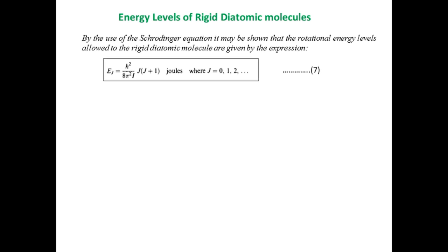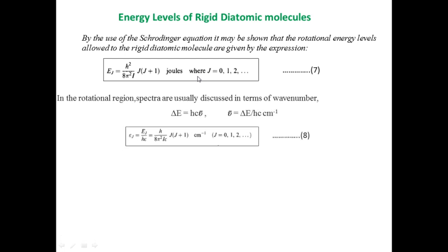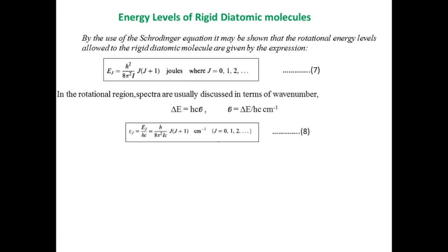The energy levels of a rigid diatomic molecule are obtained by solving the Schrodinger equation, which is given as Ej is equal to h square by 8 pi square I into j into j plus 1, and energy is expressed in terms of joules, and the value of j is 0, 1, 2, 3, etc.